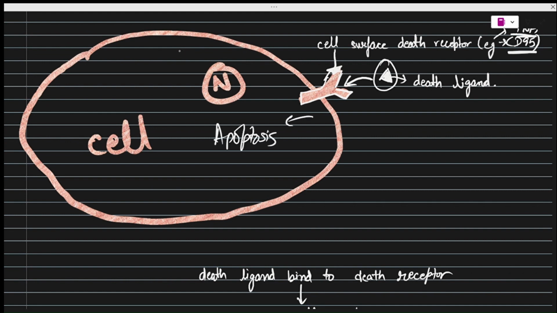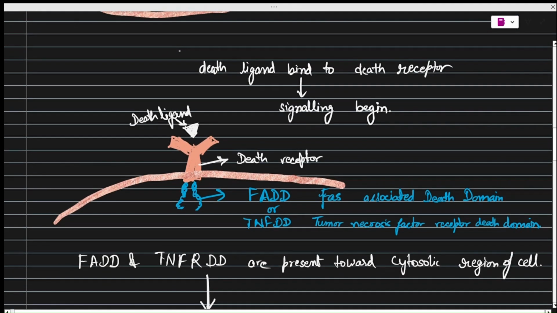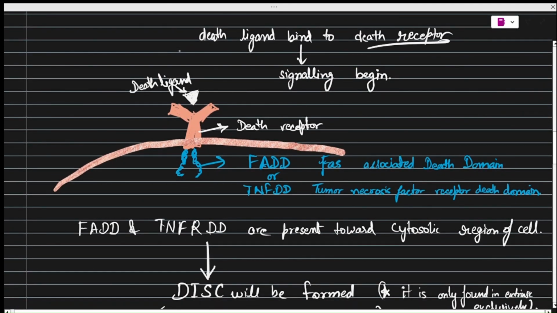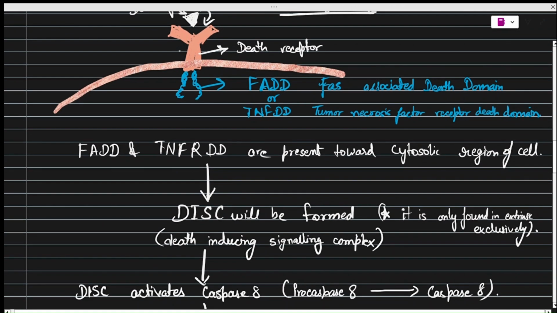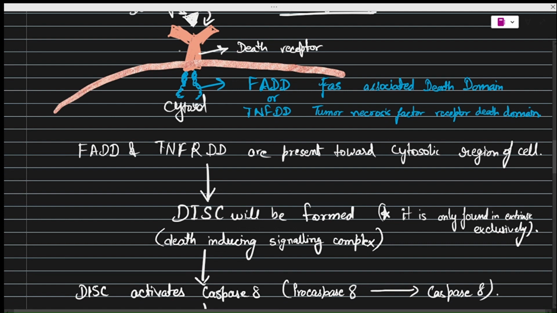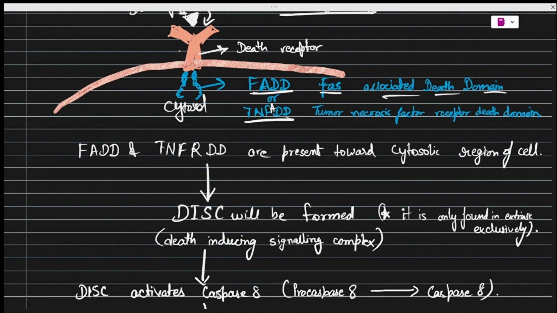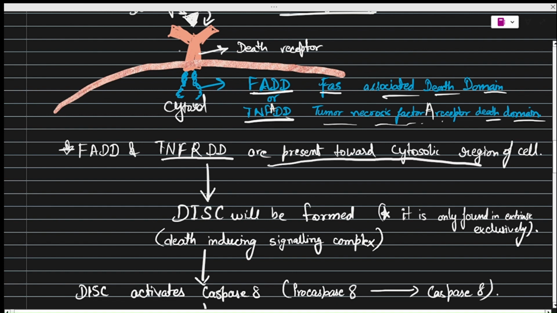So what happens is the death ligand binds to the death receptor, and signaling begins. The death receptor has a domain toward the cytosol, which is FADD or TNFR-DD, which stands for Fas-associated death domain and tumor necrosis factor receptor-associated death domain. So FADD and TNFR-DD are present toward the cytosolic region, as I have explained.